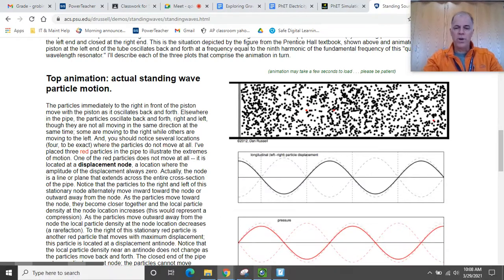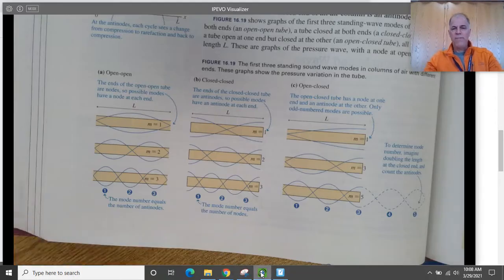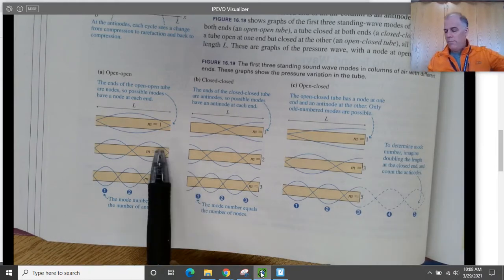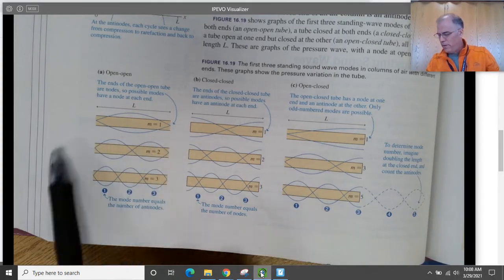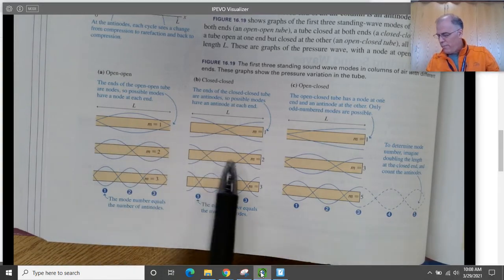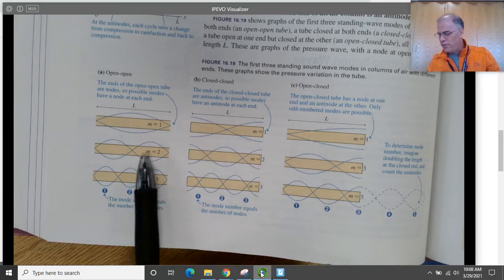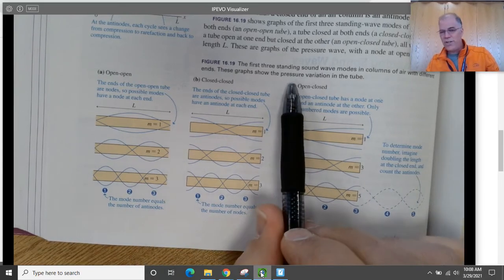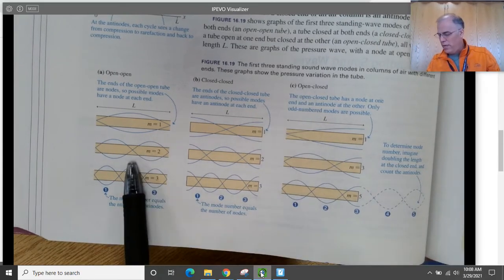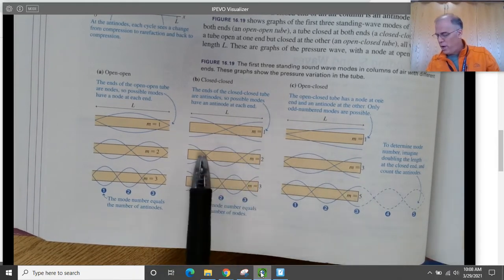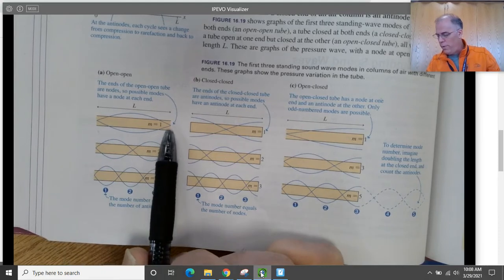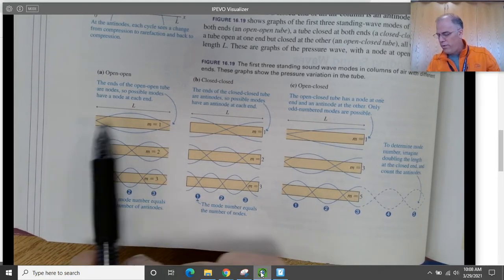So what does the book do that's confusing? Let's show you. Well, this is out of the book. And these are showing pipes which are open-ended. And the lines that they have representing what's going on in those pipes, your book uses pressure variation. So these are pressure graphs. They're not displacement graphs.